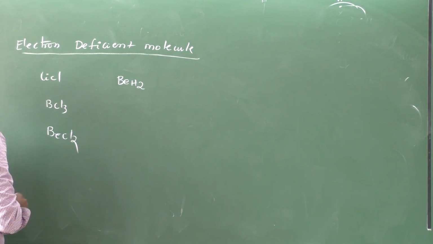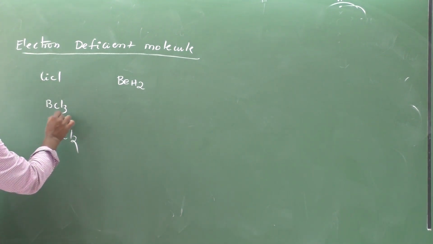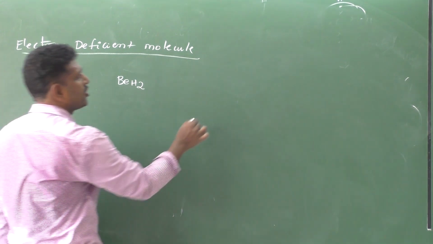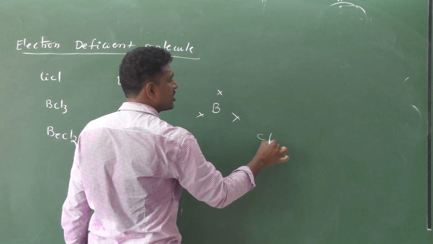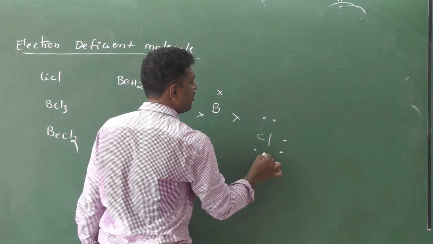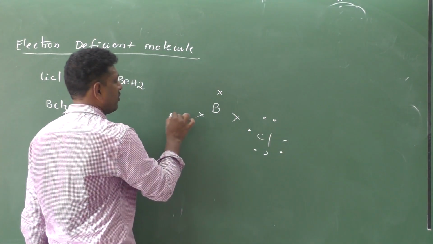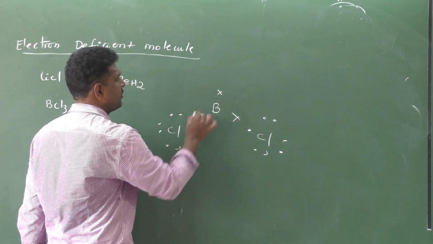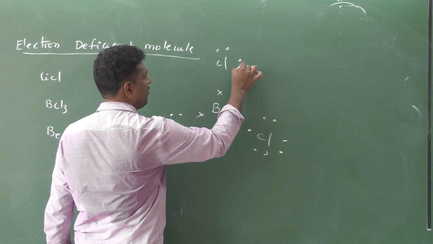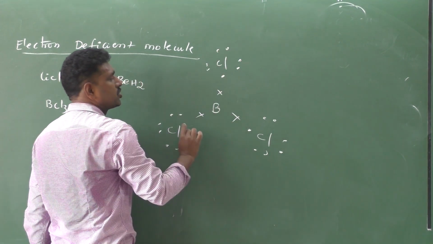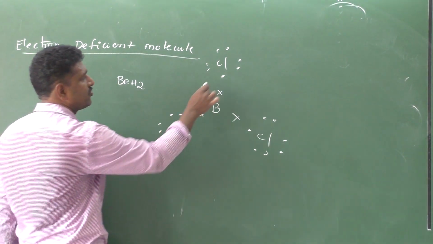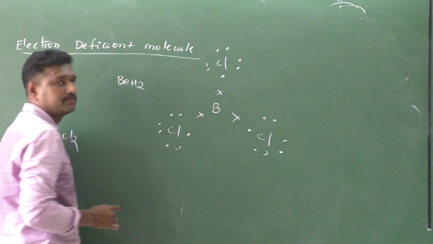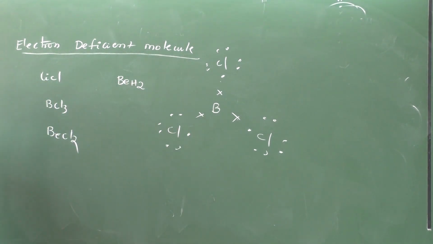So LiCl, BCl3, when you observe the structure of BCl3, boron having 3 electrons and it can share with the chlorines. Each chlorine has 1, 2, 3, 4, 5, 6, 7. So it can share one electron, and it is 1, 2, 3, 4, 5, 6 only. So 2 electrons are less in BCl3.